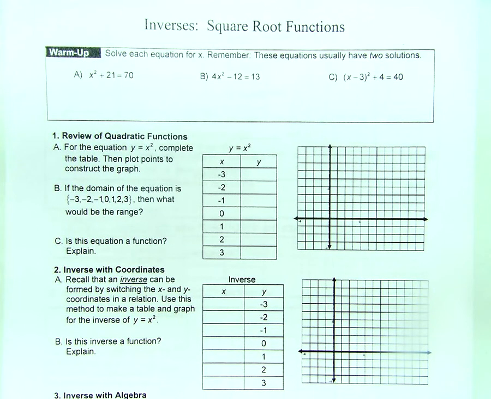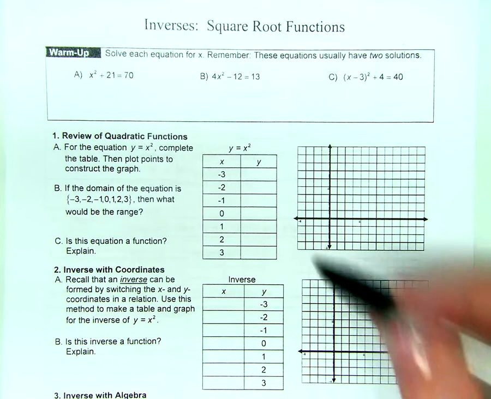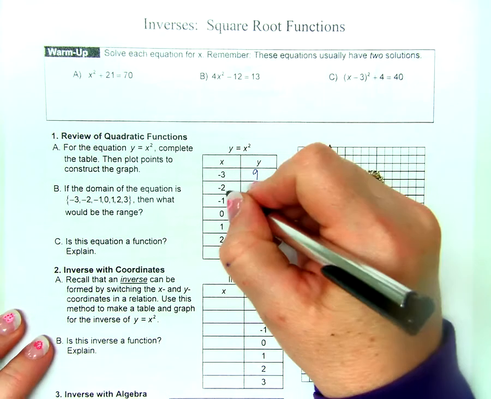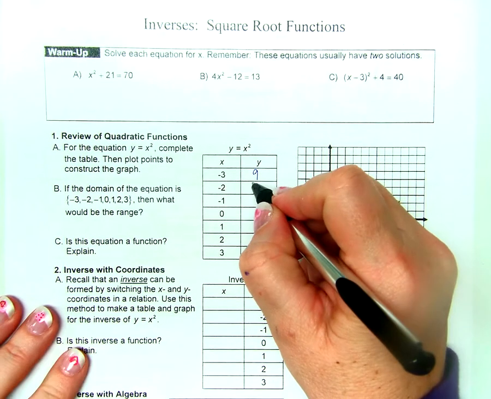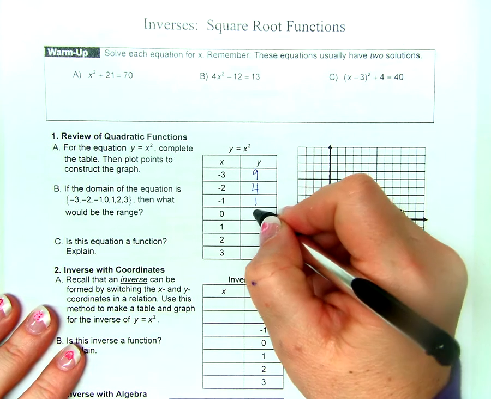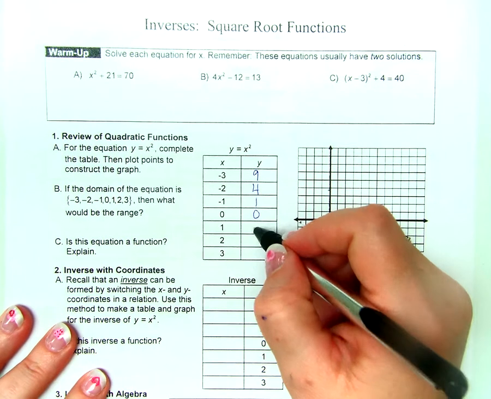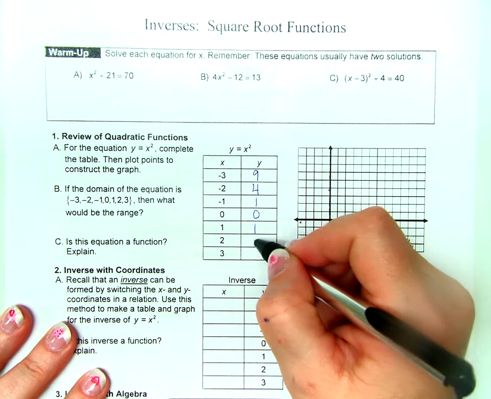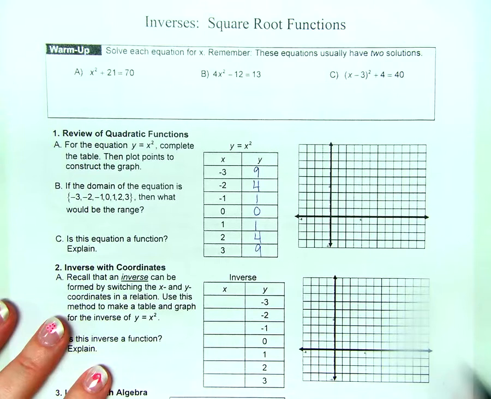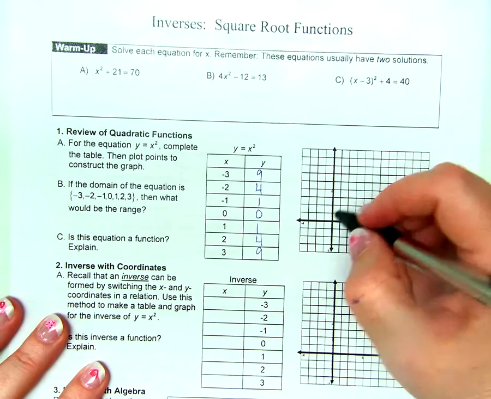For the equation y equals x squared, complete the table, then plot the points to construct the graph. Okay, so if we're talking about the equation y equals x squared, what does my table look like? What is negative 3 squared? 9. What's negative 2 squared? What's negative 1 squared? 1. 0 squared? 1 squared? 2 squared? 3 squared? 9. Good. Okay. So let's plot it on this graph right over here.